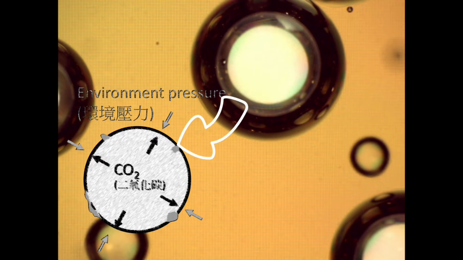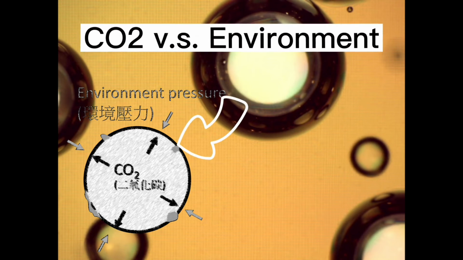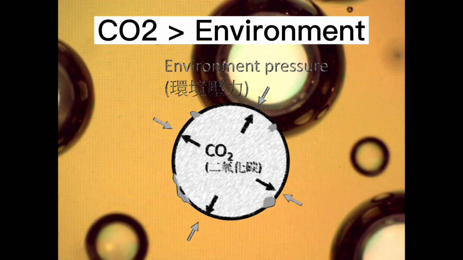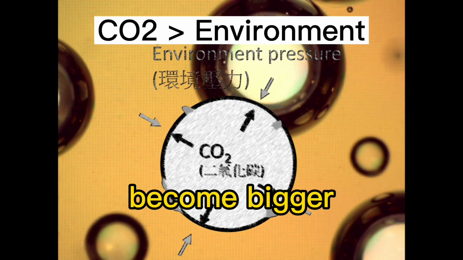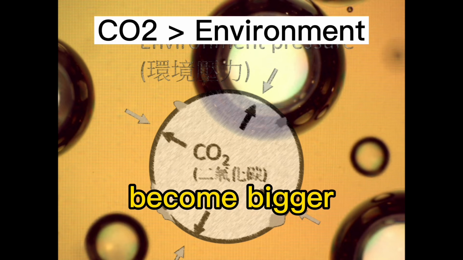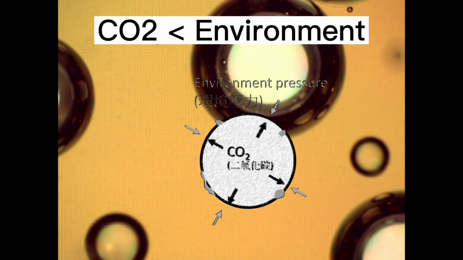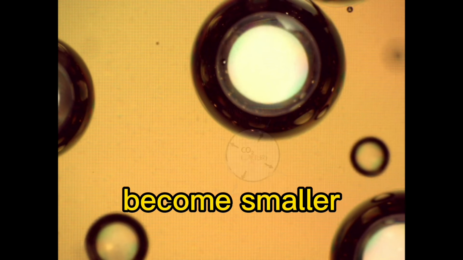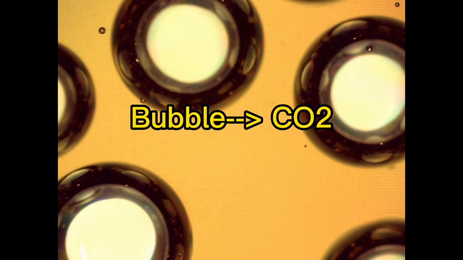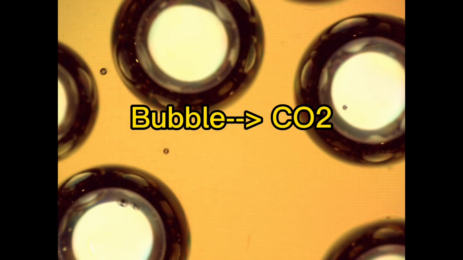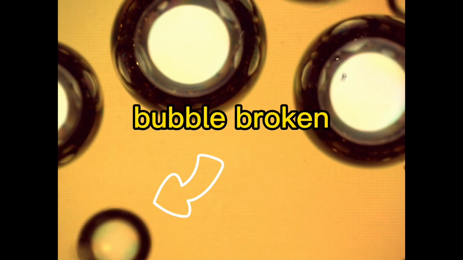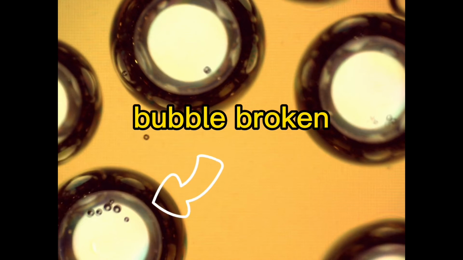These phenomena are related to the amount of gas produced and the surface tension of the liquid. We can look at this diagram. Basically, when the carbon dioxide produced by the bubble is higher than the environment pressure, the bubble will get bigger. If the environment pressure is larger than that of the carbon dioxide, the bubble will get smaller. And the amount of gas produced is of course related to the carbon dioxide content in the cola. But the bubble keeps getting bigger and eventually bursts.